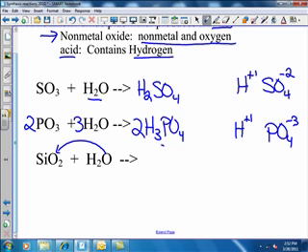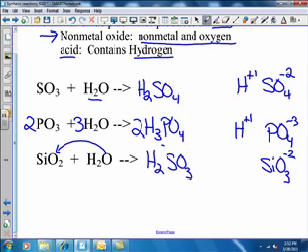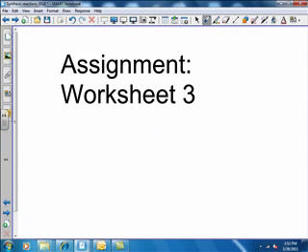Oxygens combined. This one you may have to look up what SiO3's charge is if you didn't know. And then I believe it's a -2. So this comes to H2SiO3. And then it's balanced as is. So that completes synthesis reactions. So you should be able to complete worksheet 3 in the packet.